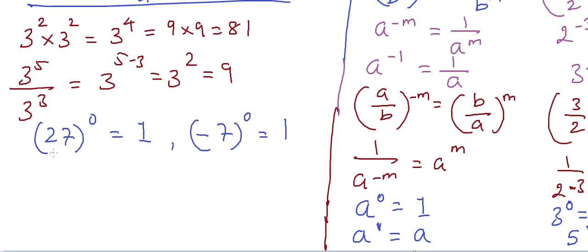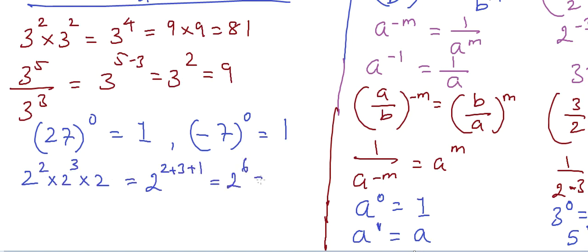So it need not be just two numbers, it can be three. For example, 2 power 2 into 2 power 3 into 2. See, if there is no power, it means the power is 1. So it's equal to 2 power 2 plus 3 plus 1, which is equal to 2 power 6. If you multiply 2 six times, then you will get 64. So 2 power 6 is 64.